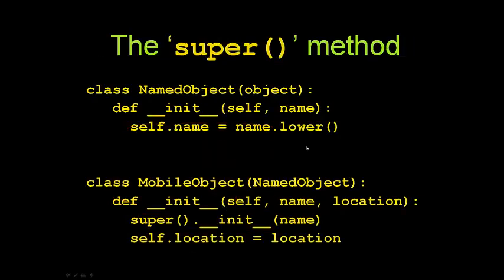Otherwise, how? Well, it turns out you can do it this way. You can do super().__init__(name). And what happens is that this would call the method here. So super will allow you to refer to the superclass object, which is now the NamedObject.